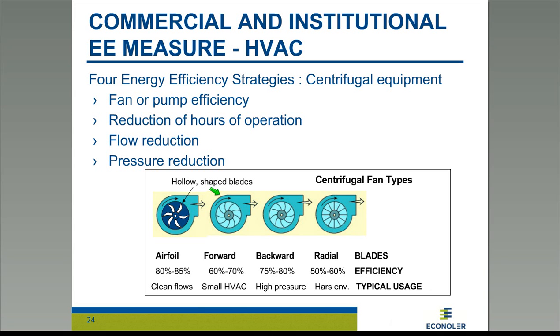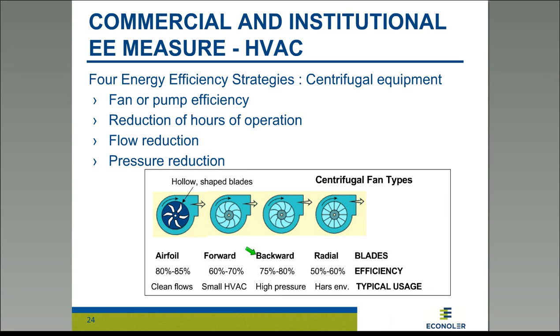Second in terms of efficiency is the forward curved blade. As the name implies, the blades are curved in the direction of the airflow. You can achieve 60 to 70% efficiency. These systems are popular because of their cost of manufacturing. They are quite inexpensive and they target small HVAC.